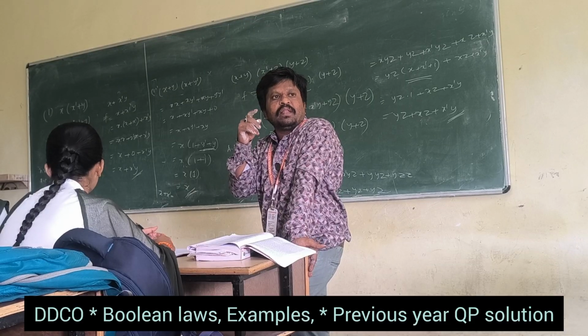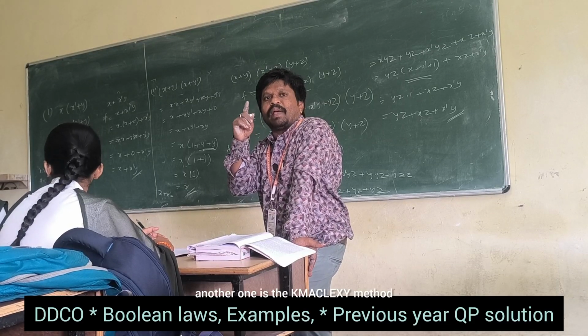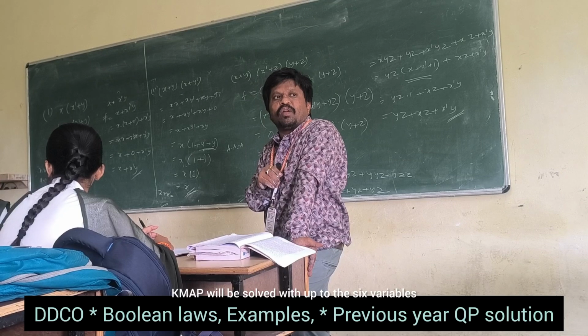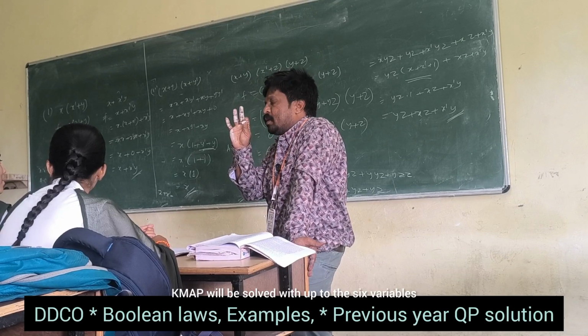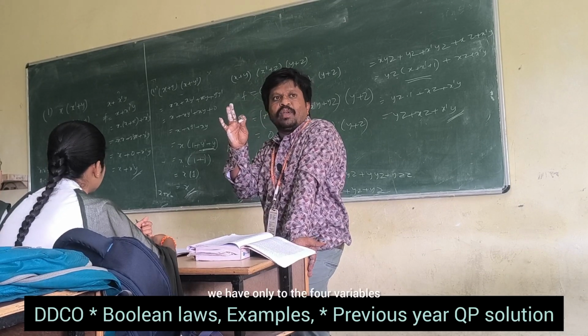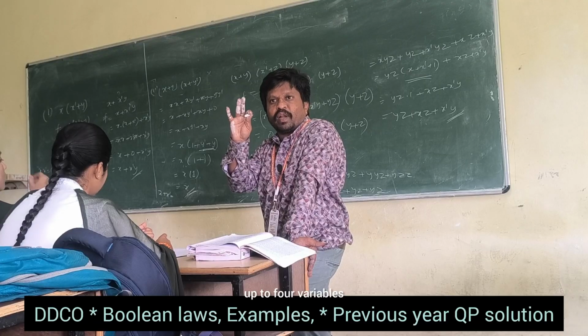One more option is there. That is the K-map. Another one is the Quine-McCluskey method. K-map can be solved up to 6 variables. But for your syllabus, we have only up to 4 variables.